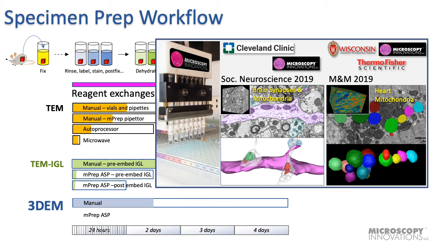Let's now look at the automation of the 3D EM preparation workflow. Using rapid prep ASP automation, the 3D EM protocol workflow now takes about 1 day instead of nearly a week, and the operator effort is reduced to an hour or so, as reported by the Cleveland Clinic. This Cleveland Clinic work investigated the 3D ultrastructure of brain synapses within 60 micron imaged cubic volumes.